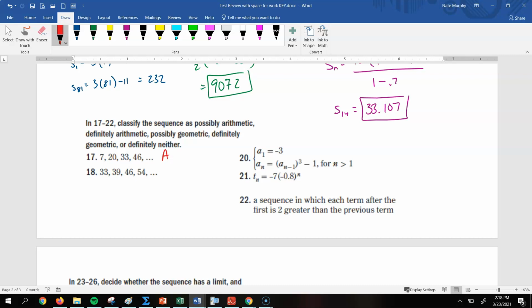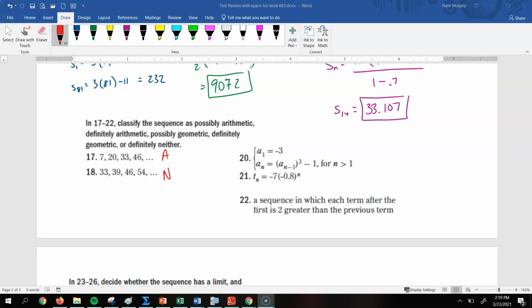For number 18, this one is going from 33 to 39, I would add 6. But 39 plus 6 is 45. And so this is not arithmetic. If I wanted to see if it was geometric, I would take 39 divided by 33. When I do that, I get an ugly decimal of 1.18181818 and it keeps repeating. But if I take 46 divided by 39, I do not get the same answer. I get 1.179. So it is not the same. So this would be neither.